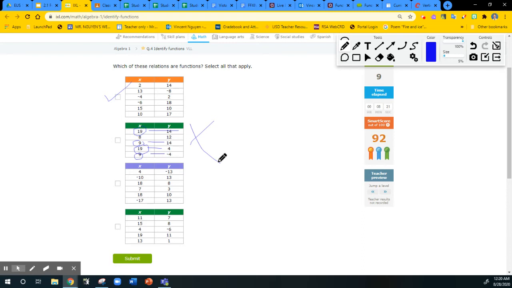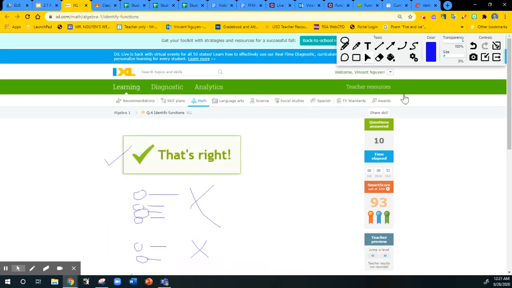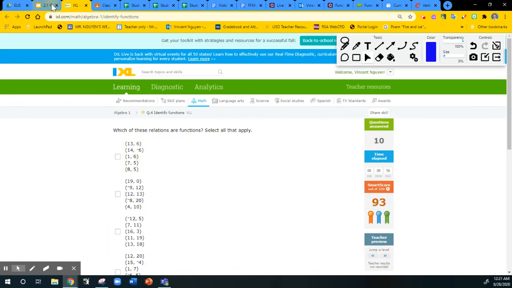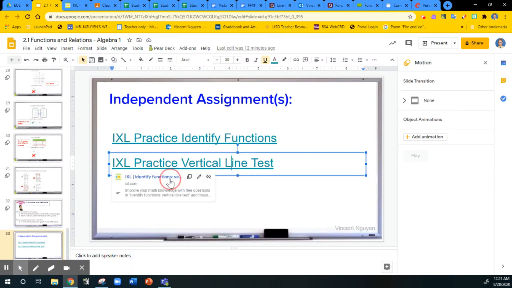All right, let's check the third one. Do any of them repeat? 4, -10, 18. Oh, 18 repeats. That means 18 is being asked to go to two places, so no good. 11, 15, 4, 19. Okay, this one does not repeat. That means each one of them has only one place to go. So that's a function. A function means you can only send one input to one output. So we're going to check this box and this box, and then I'm going to stop and go back to do the other practice, the vertical line test.